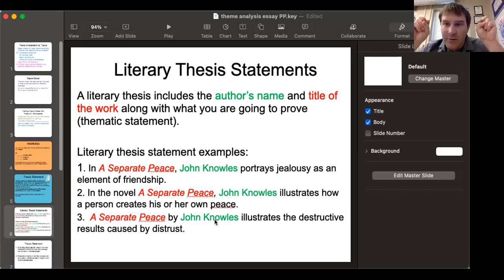Why am I putting "Walkers of the Dawn" in quotes? It's because it is a smaller part of a larger whole. If it was The Dreamkeeper and Other Poems, we'd put it in italics, like A Separate Peace is in italics. But since it's not, you have to put it in quotations because it's a smaller part of a bigger whole.